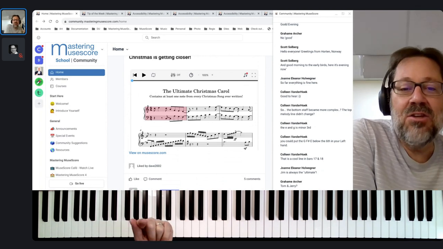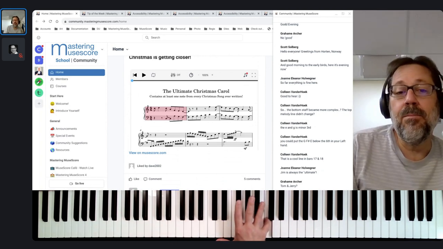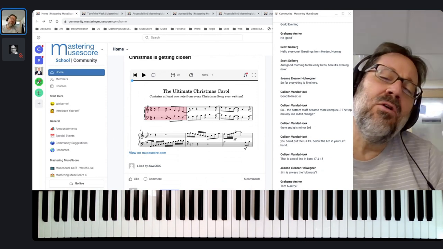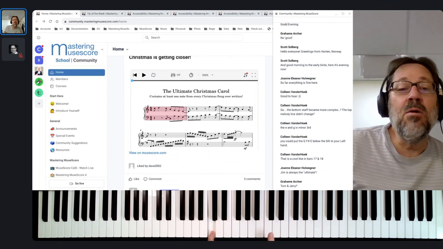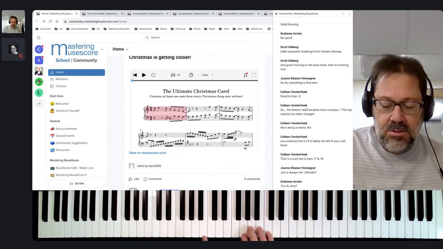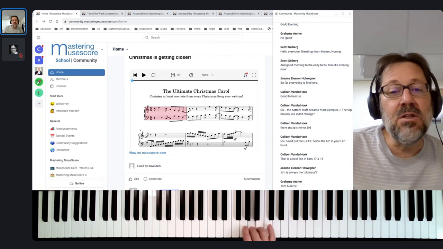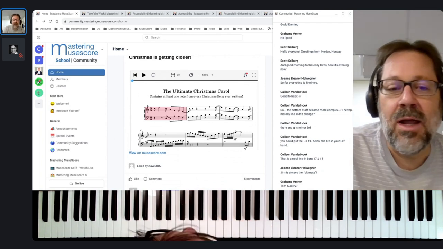Could you identify a piece from two notes? Well, maybe. How about this one? What melodies can you think of that start off that way? Well, I've got two of them for you. Somewhere Over the Rainbow and Chestnuts Roasting on an Open Fire, right? So that would have been more likely here.